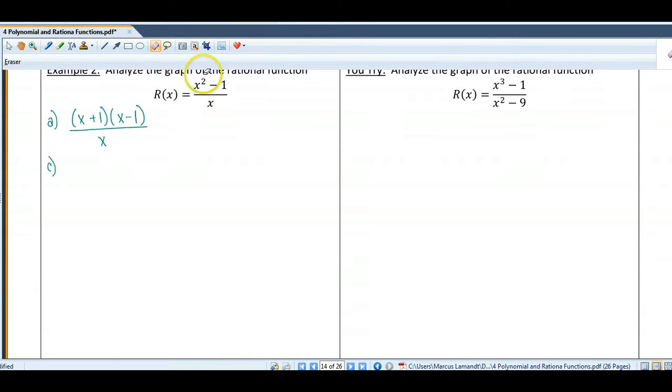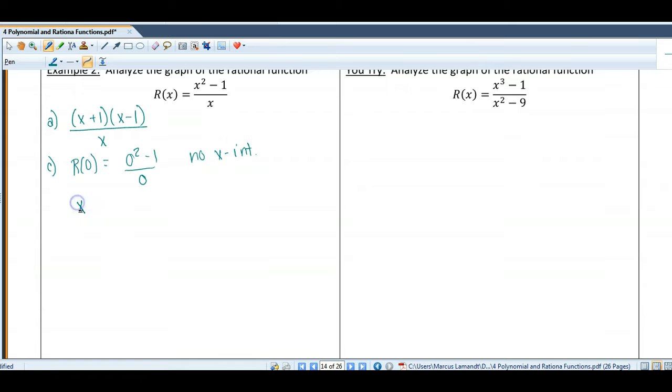The x and y intercepts. Okay, if you were to plug in 0 for x, hopefully you can see that you would get a 0 on the bottom. R of 0 would give you 0 squared minus 1, and you get a 0 on the bottom. You can't have a 0 on the bottom, so there's no y-intercept. Okay?